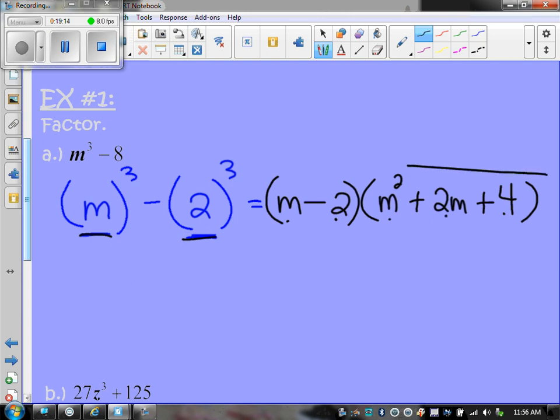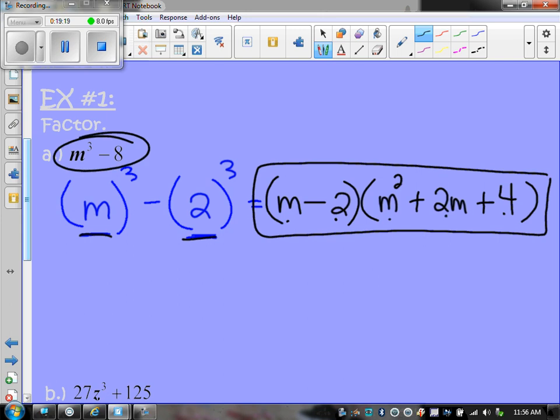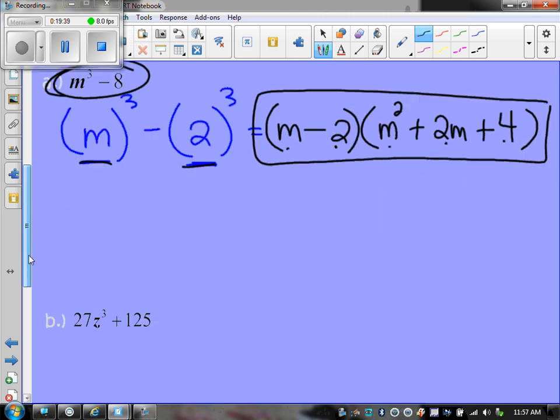This is the factored version of this problem. You can't factor it anymore. This would be the final answer. You can't find any numbers that'll multiply to 4 that add to 2. So this is your final answer. Once you factor using cubes, you should not be able to factor anymore. So that is it. Okay? Let's try a few more so we get the hang of it.